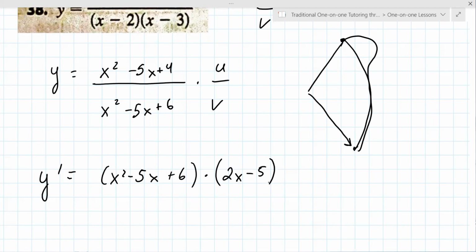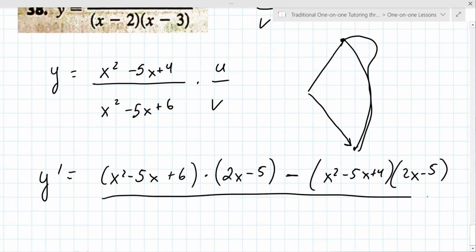All right, I think I got it. All right, great. So minus the top, x squared minus 5x plus 4 times the derivative of the bottom, which is 2x minus 5, all over the bottom squared. All right, that's what I got. Great.